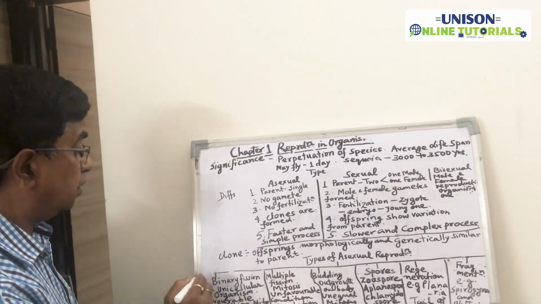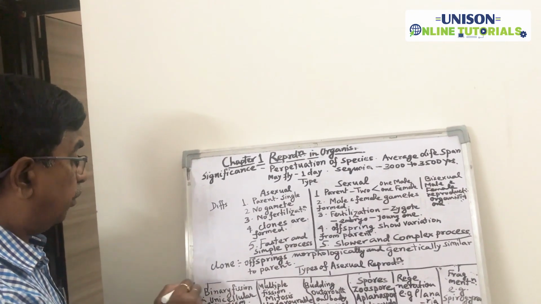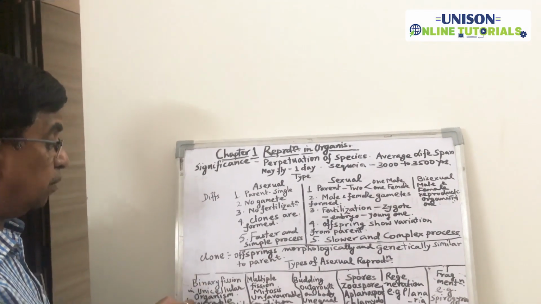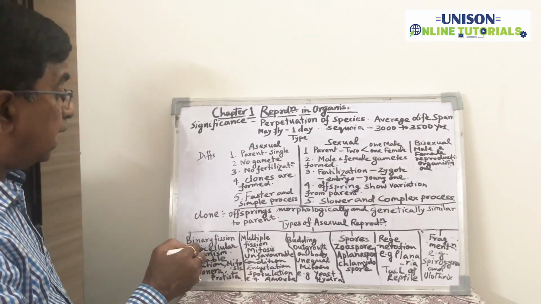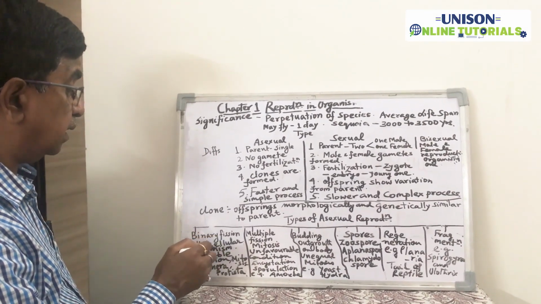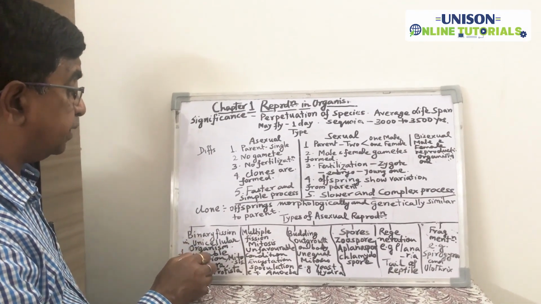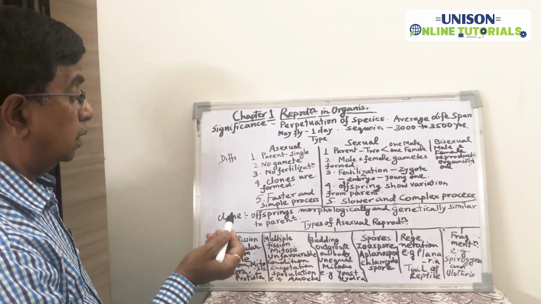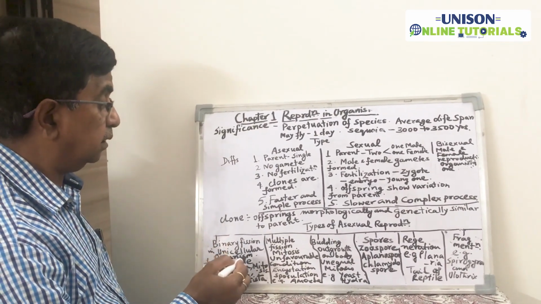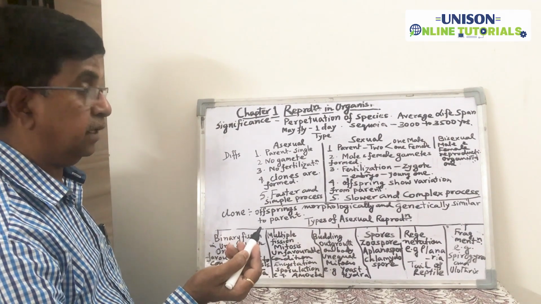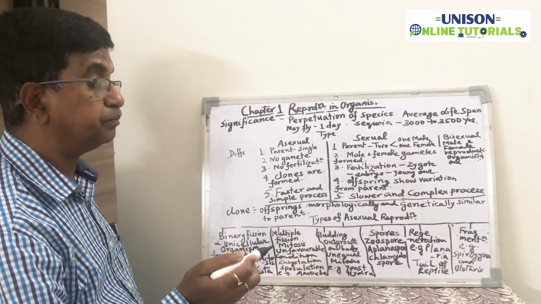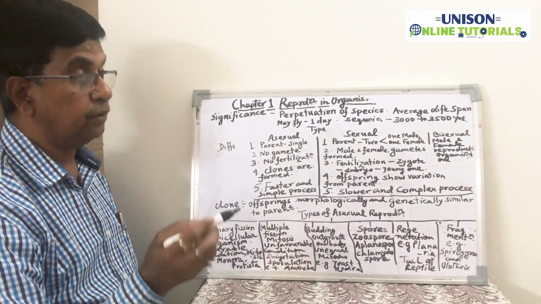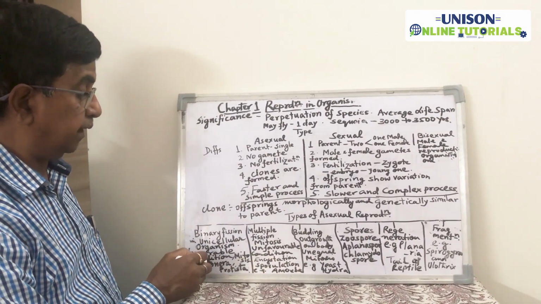The first type is binary fission. Binary fission is the one in which mitosis takes place, and it takes place in unicellular organisms like monerans and protistans during favorable conditions. That's why a question is asked: state in which kind of organism the reproduction is similar to mitosis or cell division. So that is in the case of monerans and protistans.